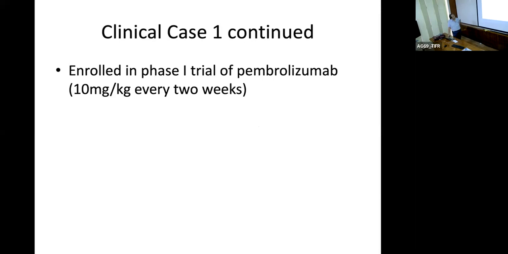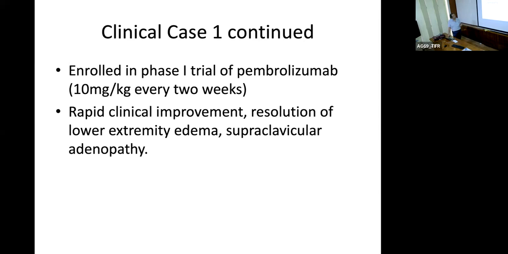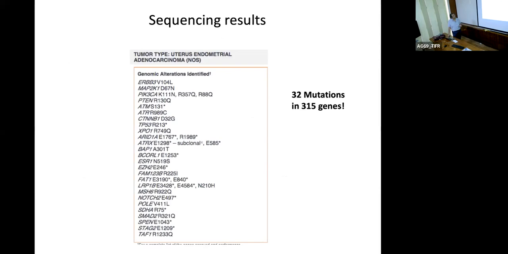She was enrolled in a phase one trial of this drug, and she had incredible improvement, resolution of lower extremity, and sustained for over 10 months. So the question was, what was going on in her tumor that allowed this to happen? So we sequenced her tumor genes, and we found 32 mutations in 315 genes. Usually you have two or three. So she had a lot of mutations.